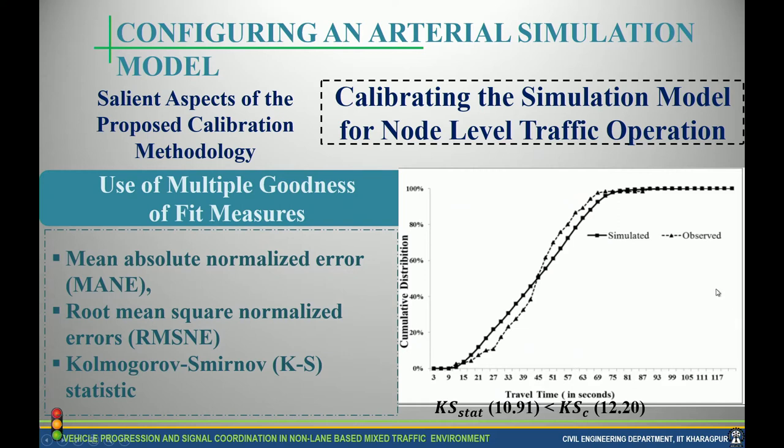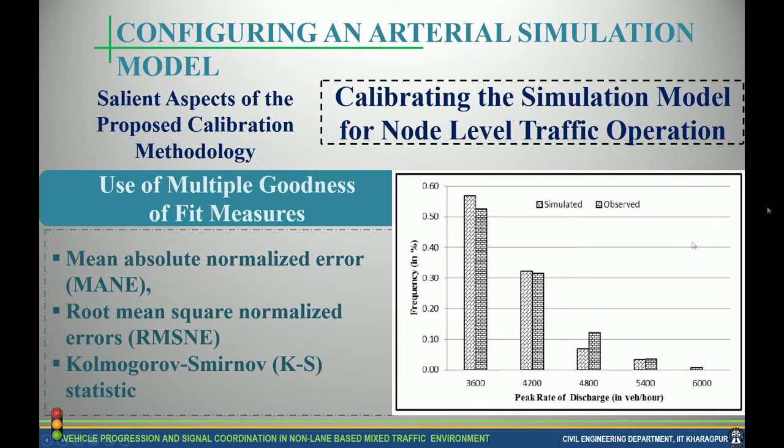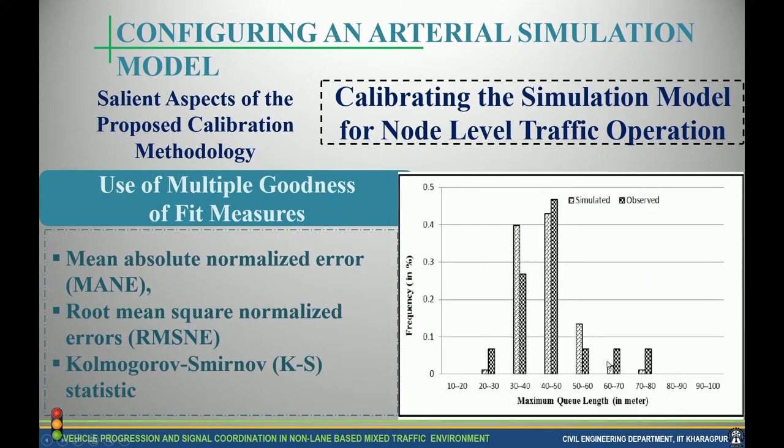Now this shows the cumulative distribution of travel time of the whole traffic stream. And again, it shows the vehicle discharge rate from the stop line, and the frequency distribution, and for various verticals it is coming out to be similar. And for the maximum queue length also it is coming out to be similar.